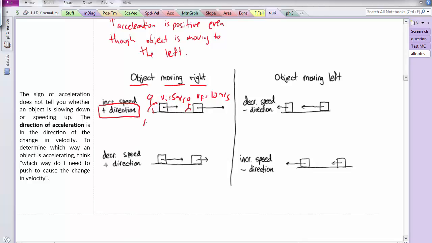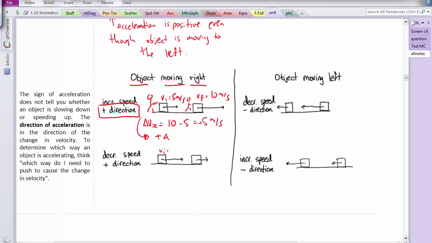To see this, we have delta Vx is equal to final velocity, which is 10, minus initial velocity, which is 5, would give us a change of velocity of positive 5 meters per second. So in this case, we're pushing to the right, acceleration is positive.